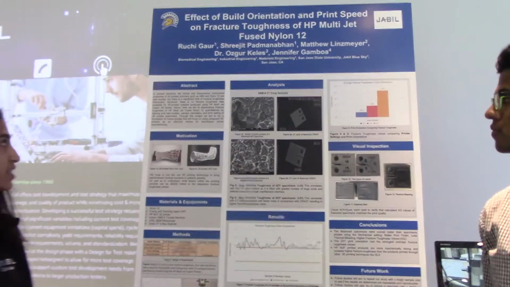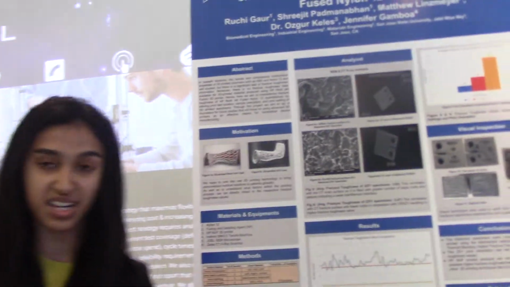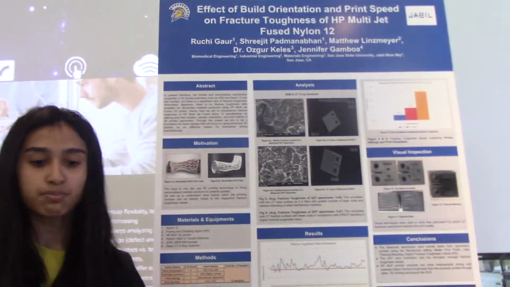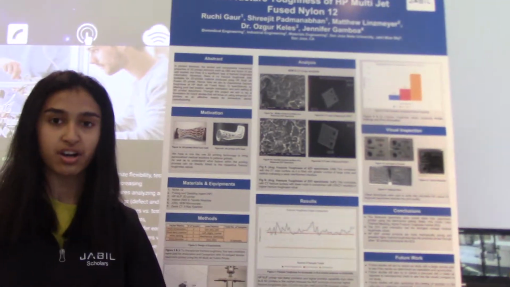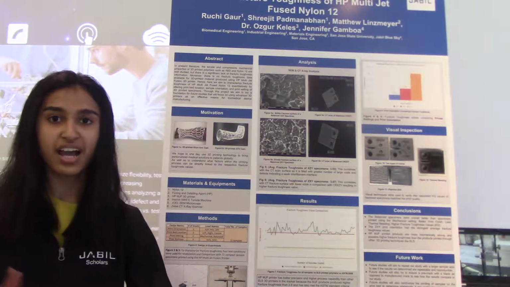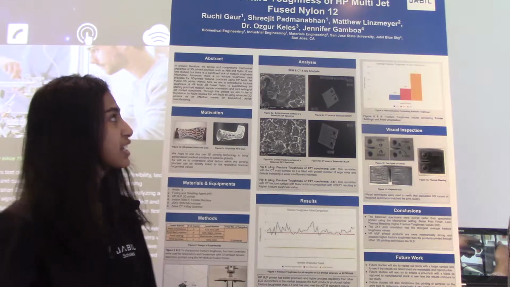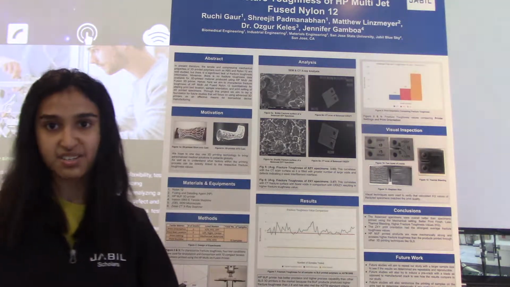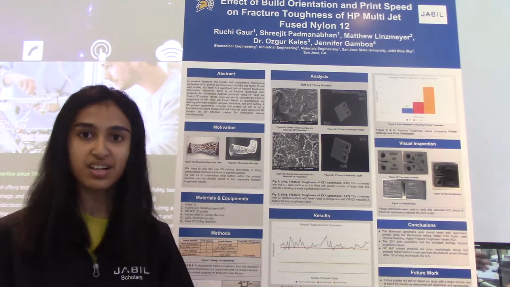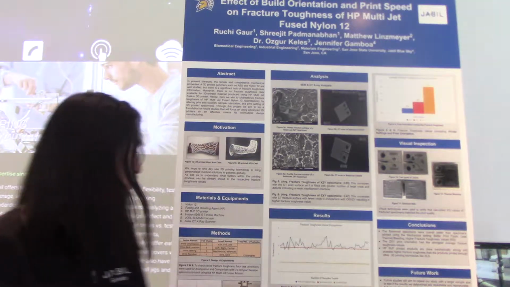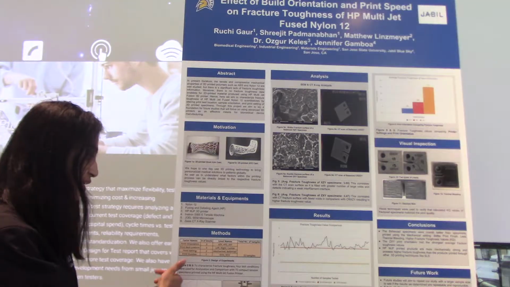So starting with the abstract, as we know, 3D printing is one of the latest technologies in the market. 3D printing focuses on printing samples and making sure that they are used in different kinds of biomedical applications like orthopedics. Our project mainly focuses on characterizing the fracture toughness of 3D printed nylon 12, and we considered 4 different parameters: print orientation, print bed location, print setting, and print number.